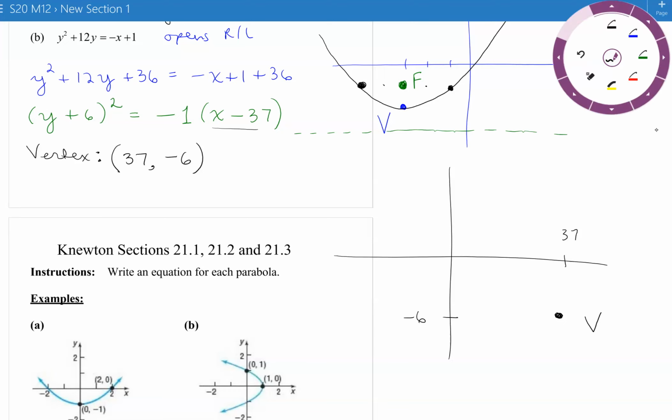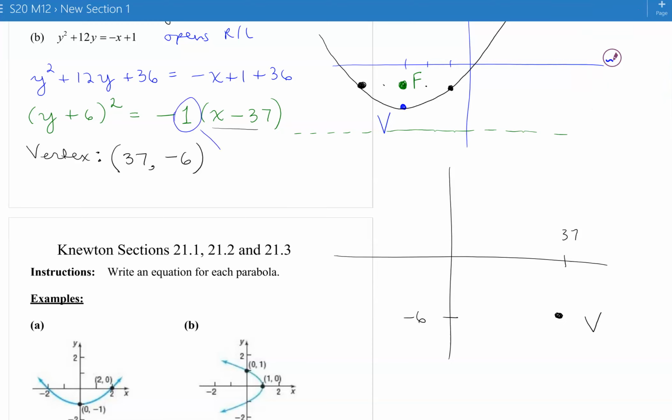So then I know the distance. Let's see, so 4a is 1. So a is 1/4. And let's notice that we have y squared and a negative, so that means we open left. So the focus needs to be to the left of the vertex by a distance of 1/4.